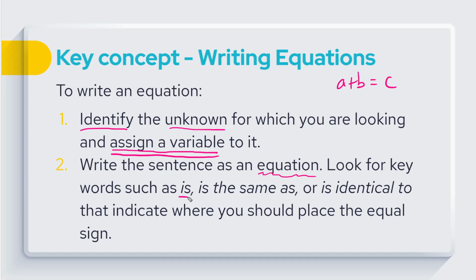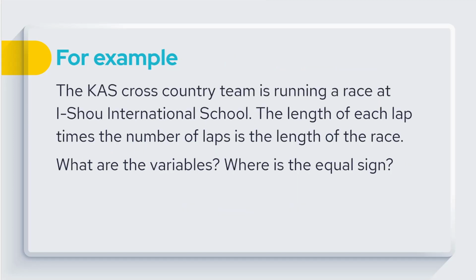These words, is the same as, is identical to, these phrases can sometimes help you to know where to put the equal sign. Let's take a look at an example. The KAS cross-country team is running a race at Isho International School. The length of each lap times the number of laps is the length of the race. So, what are we trying to find here? Well, it doesn't actually explicitly say, but what we're trying to find is the total race length.